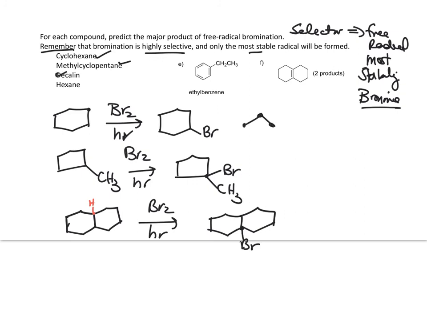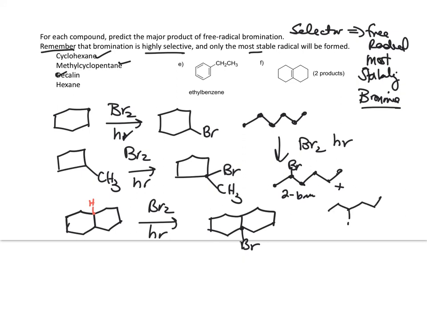Hexane, 1, 2, 3, 4, 5, 6. What would you get here? The methylene. So you would get the bromine here, 1, 2, 3, 4, 5, 6. That's 2-bromo. You would also get 3-bromohexane and 2-bromohexane. 1, 2, 3, and either way, if it went from the other direction, the only thing you're going to get is 2 and 3. Okay.